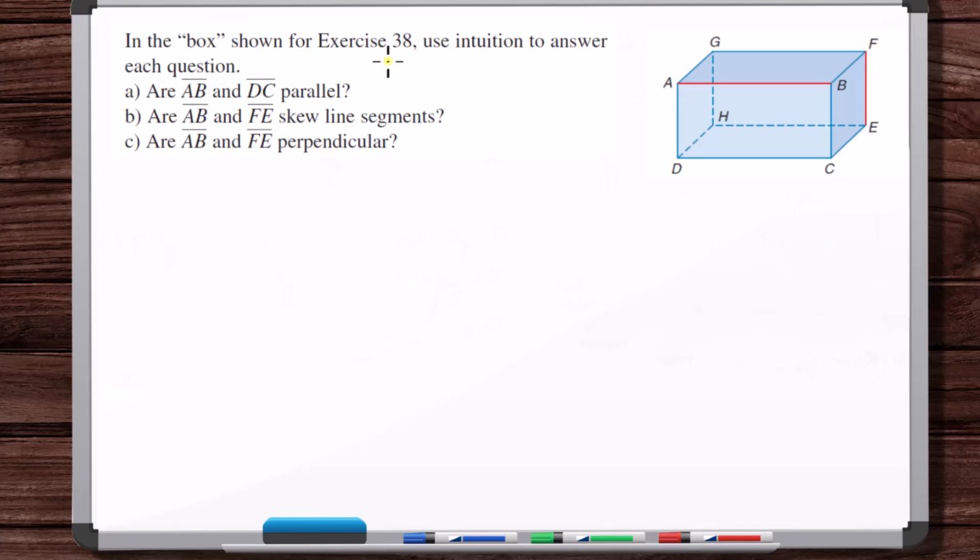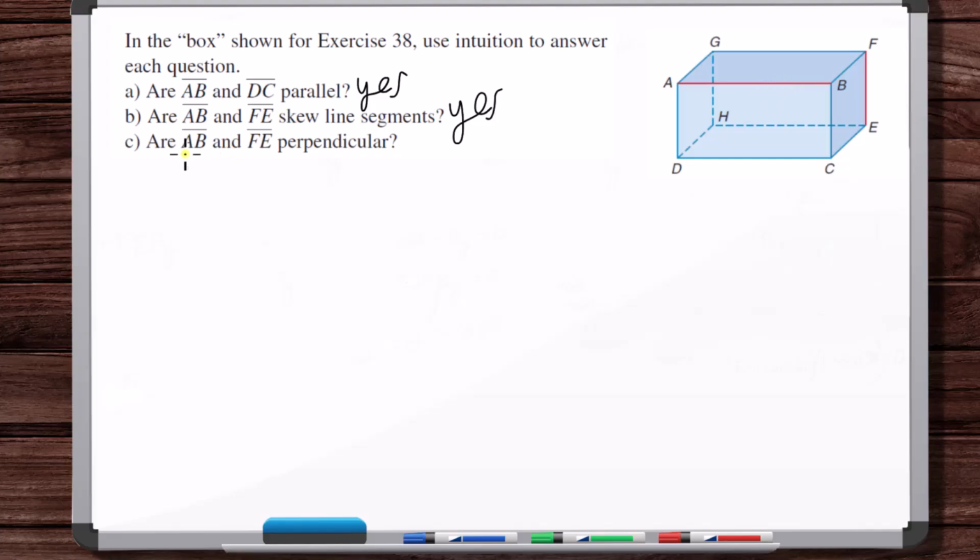Okay, in this box here, use intuition to answer each question. Are line AB and line DC parallel? AB and DC, yes. They sure look like they're non-intersecting. They're in the same plane. Are lines AB and FE skew? AB and FE, yes. They're non-intersecting, but not in the same plane.